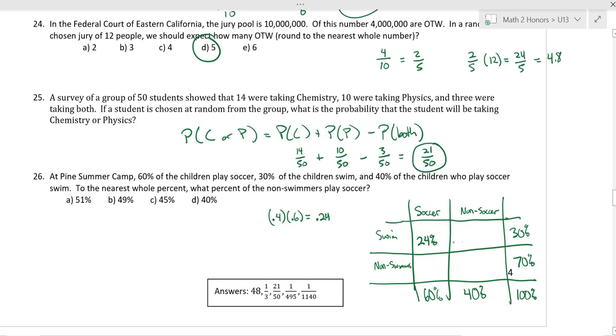And now I could start to fill in the rest. So 24 plus 6 is 30, so that's 6% here. 6 plus what is 40, so that's 34% here. And 24 plus 36 goes here. And so now we want to know what percent of non-swimmers, okay, what percent of the 70% play soccer? So what is the 36% out of 70? And that comes to be about 51%.